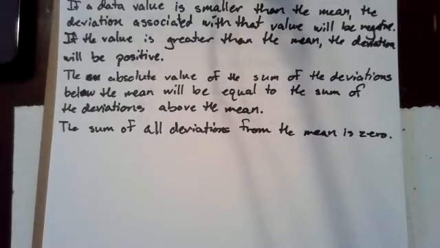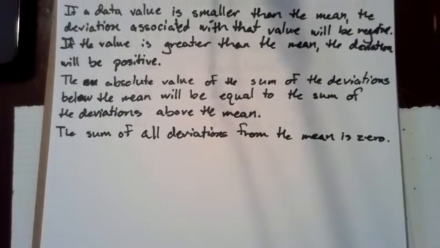If a data value is smaller than the mean, the deviation associated with that value will be negative. If the value is greater than the mean, the deviation will be positive. The absolute value of the sum of the deviations below the mean will be equal to the sum of the deviations above the mean. The sum of all deviations from the mean is 0.